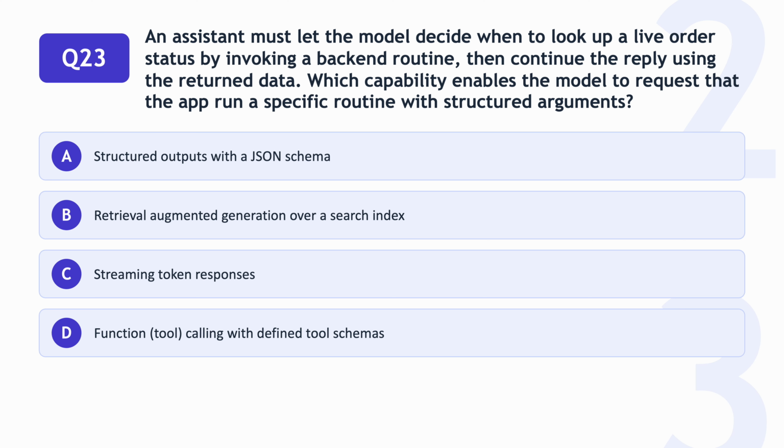Question. An assistant must let the model decide when to look up a live order status by invoking a backend routine, then continue the reply using the returned data. Which capability enables the model to request that the app run a specific routine with structured arguments? A. Structured outputs with a JSON schema. B. Retrieval augmented generation over a search index. C. Streaming token responses. D. Function tool calling with defined tool schemas. Pause the video if you don't want the answer yet.